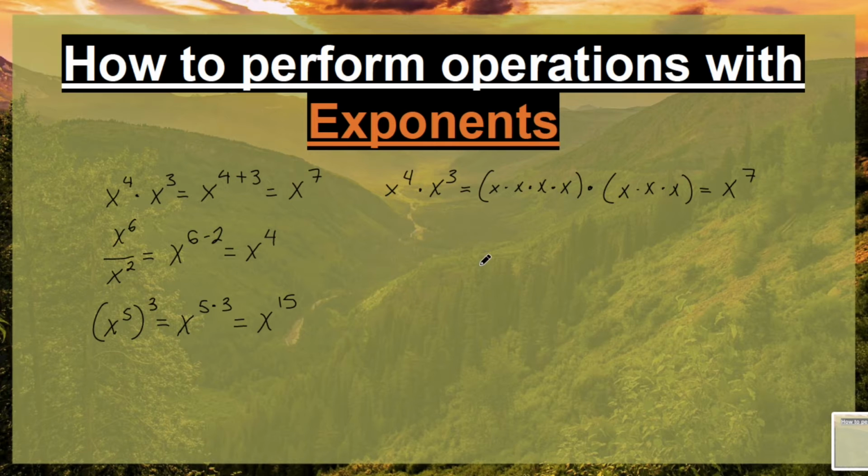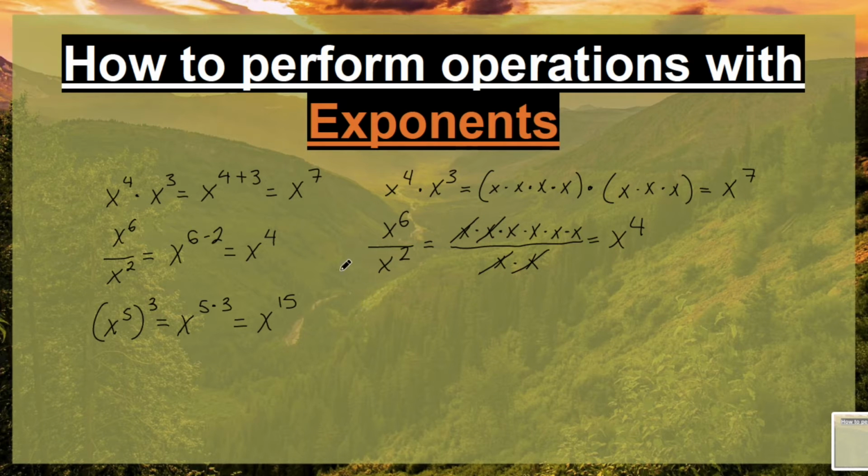With the division question, x to the 6th divided by x squared, we can list all the factors of each of these on the top and on the bottom. So on top, we're going to have 6 x's. And on the bottom, we're going to have 2. If we cancel one on top and one on the bottom, we'll recognize that we're just left with 4 x's on the top.